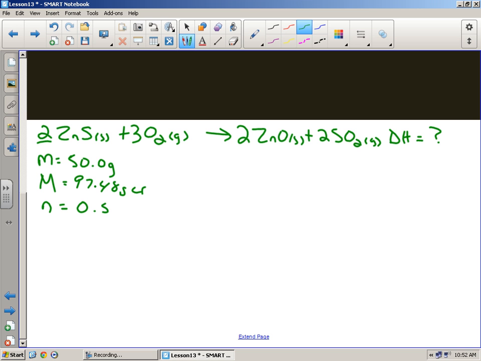What? 13? 12, yeah, 0.512 roughly. Okay, give or take a bit, and we'll come back to that in a second. But look, I'm only burning 0.512 moles, right? So obviously, we need to figure out how much heat's associated with that.